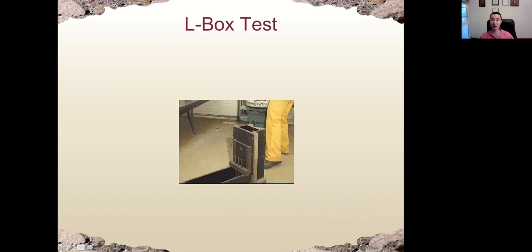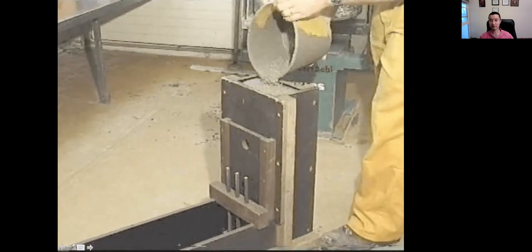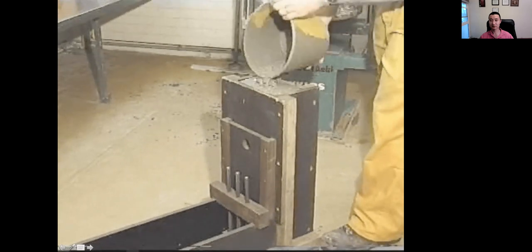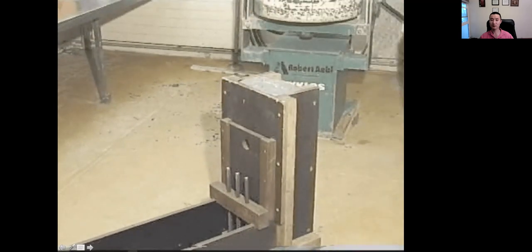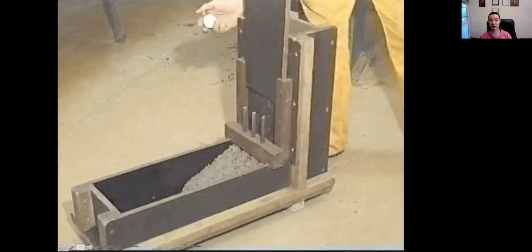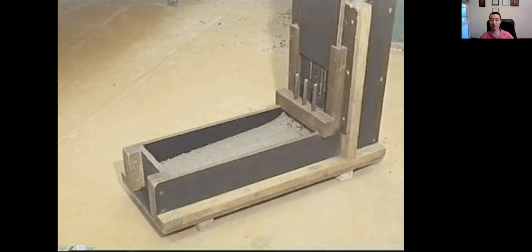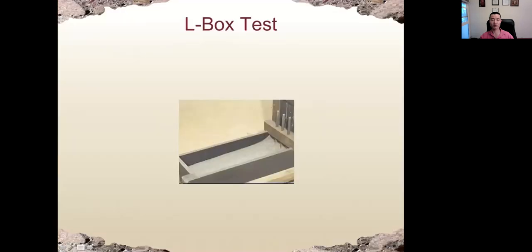Here's a video of the airbox test. Again, we have a gate here before we pour the concrete. We also have some rebar. We pour the concrete, and we lift the gate and measure the time for the concrete to reach the other end. And then after the concrete stops flowing, we measure the height at the two ends.